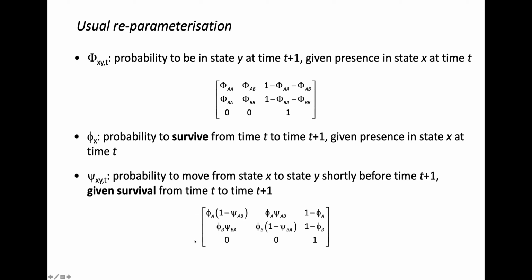The cool thing about splitting this big phi into survival and transition is that we make explicit survival and transition between states, which makes it easier to test different effects on survival and transition probabilities. Whereas when you write down the model with the previous parameterization, you cannot really split survival and transition from each other, which makes it difficult to have different effects on survival and transition probabilities.